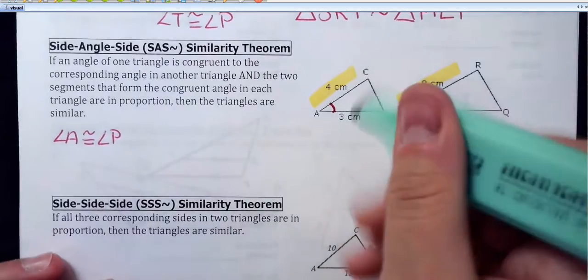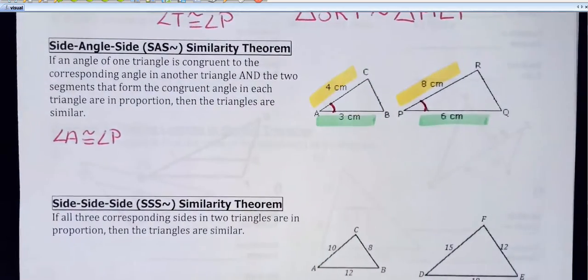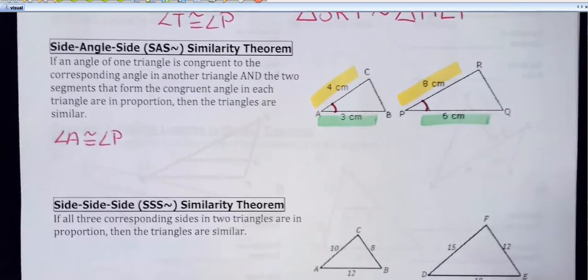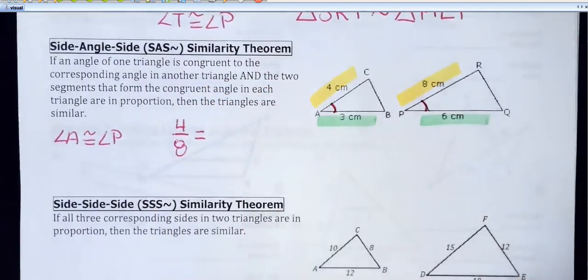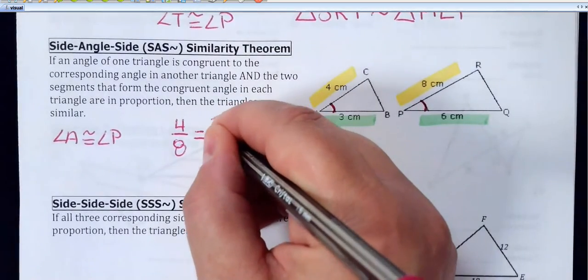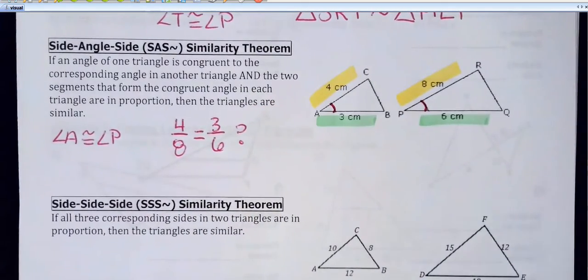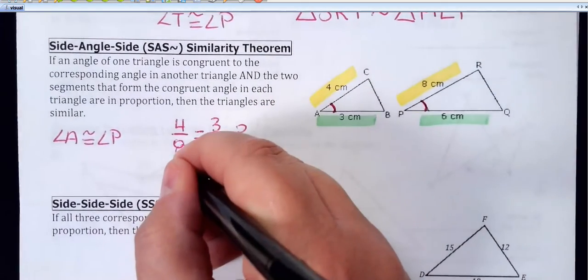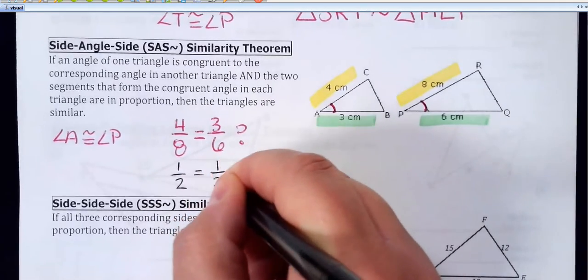Now the difference between this and a congruence is you're going to show that these corresponding sides are in proportion. All right, so the side where I have the 4, and I'm just going to put the smaller number on top, so 4/8, I would have to show that that's in proportion or the same as the other set of sides, which would be 3/6. So you got to kind of ask yourself that question. Do those reduce to the same fraction? 4/8 is 1/2, right? 3/6 is also 1/2.